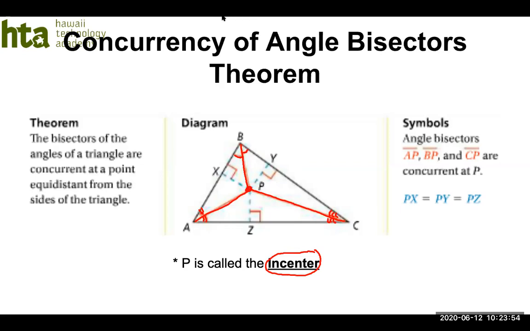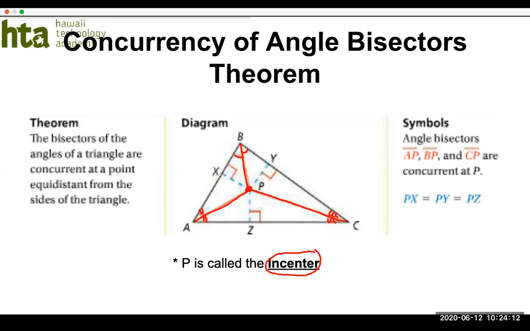All right, and we're gonna have a slide near the end that's gonna summarize all these points of concurrency for all our different segments. All right, so far we need to be able to identify perpendicular bisectors and angle bisectors, and we need to know what their points of concurrency are called. Okay, so make sure that we understand all of that.